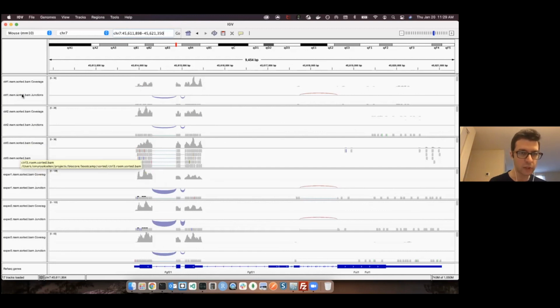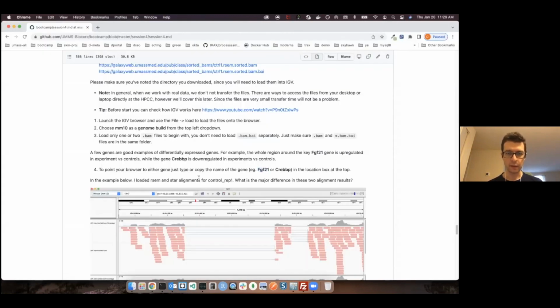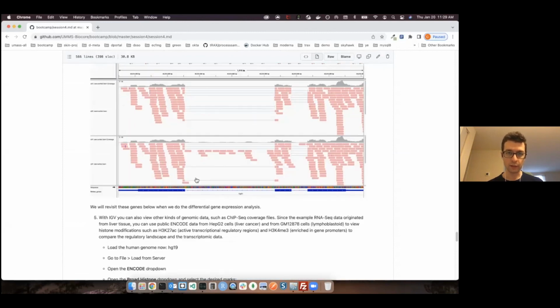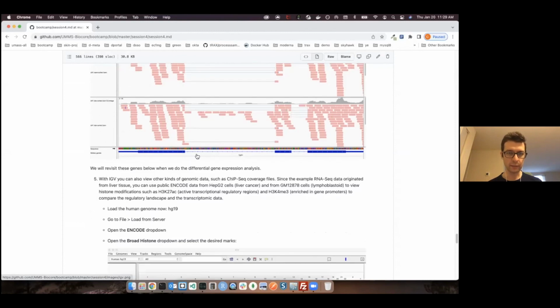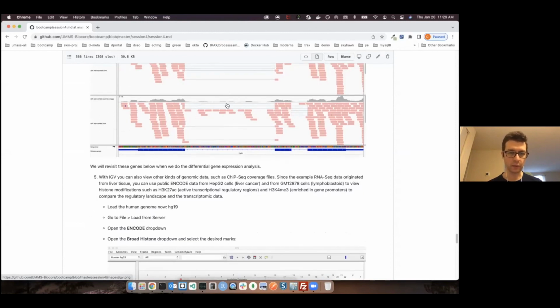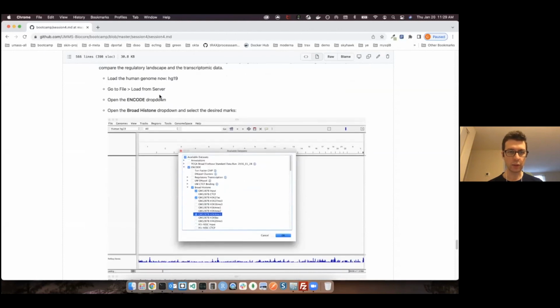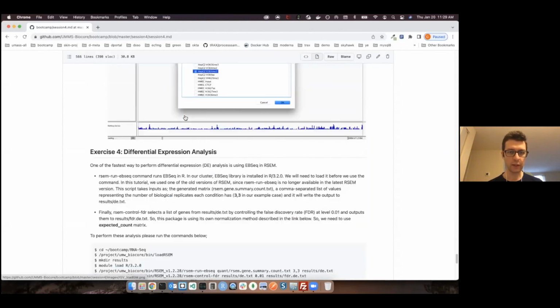These three are the controls, and these three are the experiments. You can compare those results by checking these heights. And so what else can you do? You can load both STAR and the RSEM results and compare how they look. And also you can do other exercises over here.